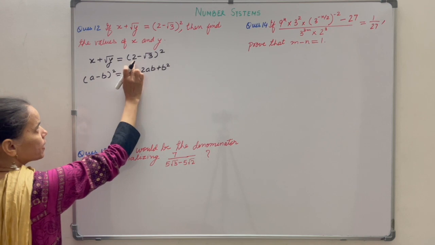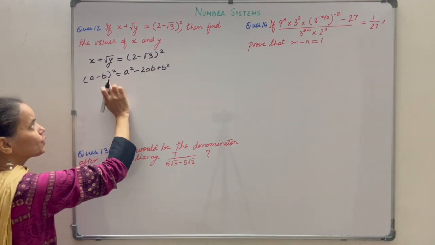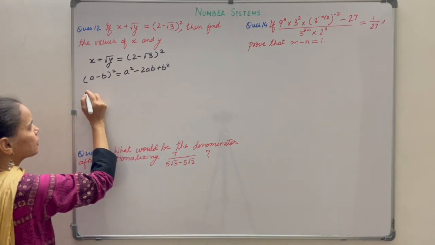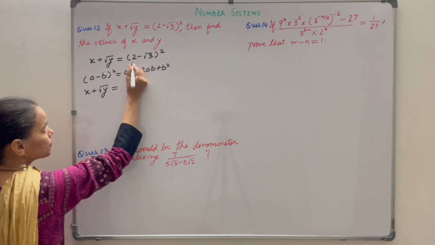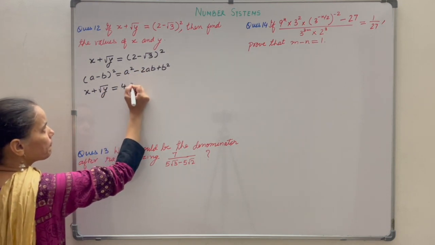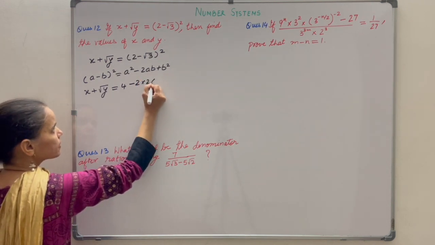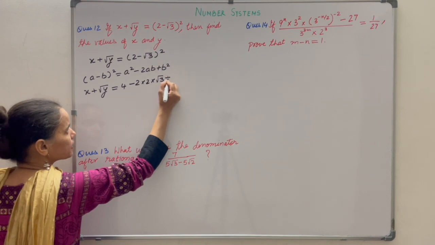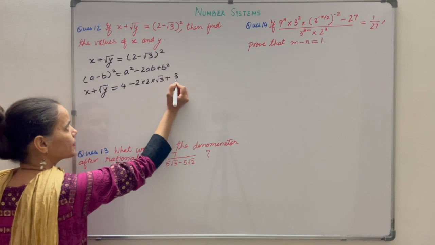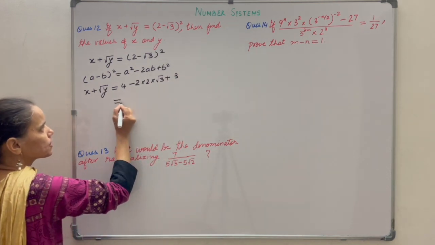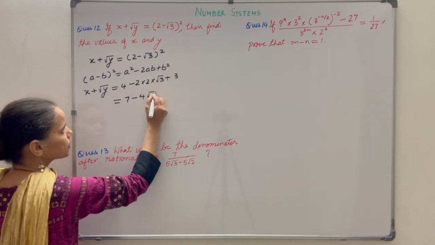So in place of a you have 2 and in place of b we have root 3. So using this formula, let us simplify this. We have x plus root y is equal to 2 square is 4, minus 2, a is 2 and b is root 3, plus b square. That means root 3 whole square. So you will get 3. So 4 plus 3 gives you 7 and here you have minus 4 root 3.